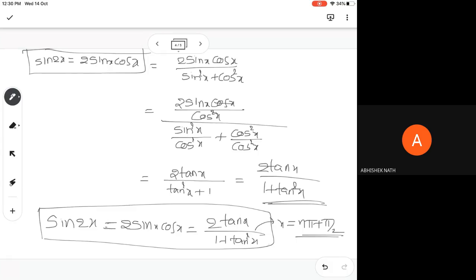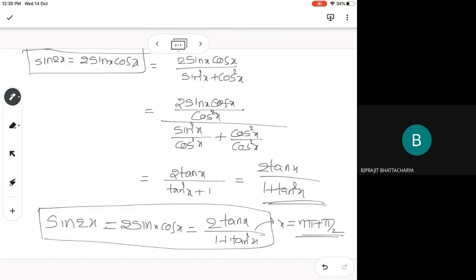Yes, sir, it will be undefined. At the places of n pi plus pi by 2, the denominator becomes undefined here. Tan x will be undefined in those places.